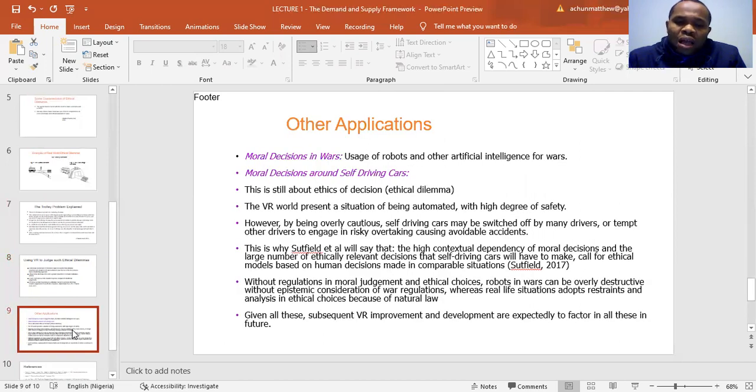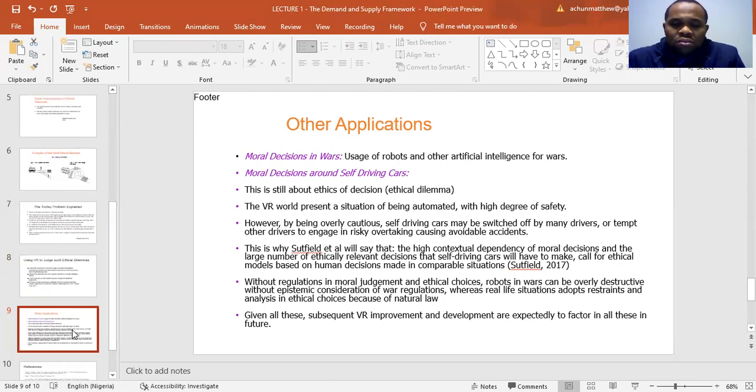So what about other applications? You see virtual reality also being used to judge ethical dilemmas in self-driving cars. Sophie carried out an experiment and noticed that there is still a greater response towards the utilitarian approach in self-driving cars when used in virtual realities. Why? Because they are cautious of the safety of the people.